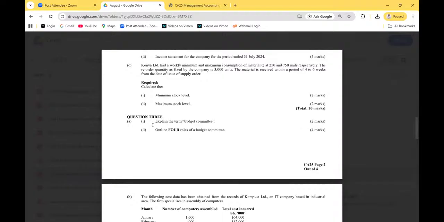Explain the term budget committee. So under topic number 9, budgetary control, we normally have what we call a budget committee. What are the responsibilities of a budget committee? Or in other words, what is this term budget committee? A committee, of course, you must have at least 2 or 3 people. What are their responsibilities?